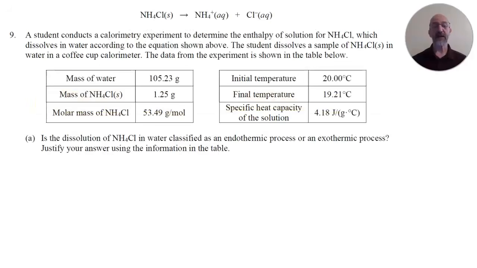Now let's take a look at question 9. In question 9, it says a student conducts a calorimetry experiment to determine the enthalpy of solution for NH4Cl, and that's ammonium chloride, which dissolves in water according to the equation shown above. The student dissolves a sample of solid ammonium chloride in water in a coffee cup calorimeter. The data from the experiment is shown in the table below.